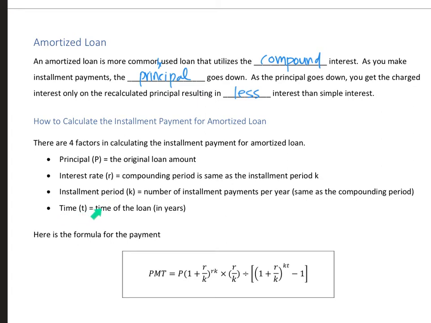And the last one is time of the loan. So are you borrowing it for 5 years? Most car loans are 5 years. Home loans are like 15 years or 30 years. Student loans could be 10 years, 20 years, whatnot. So it's the time of the loan, time period.